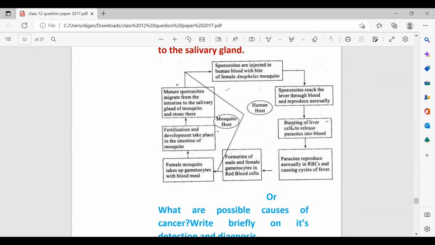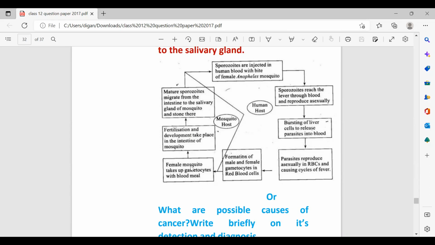In the next step, the liver cells burst to release the parasite into the blood. Next, the parasite reproduces asexually in RBCs, causing the cycle of fever. In the next stage, male and female gametes form in the RBC. Within the RBC, some of the parasites divide into two kinds of gametes.